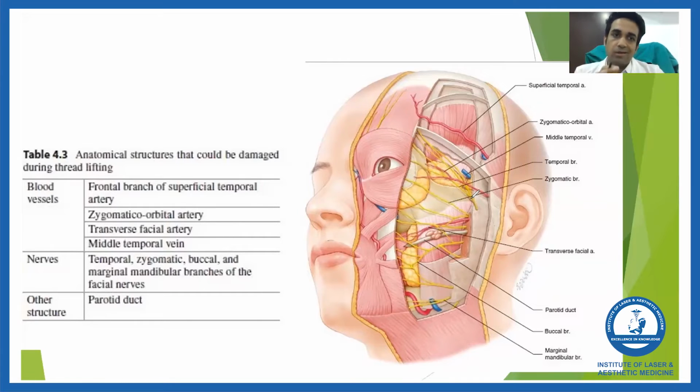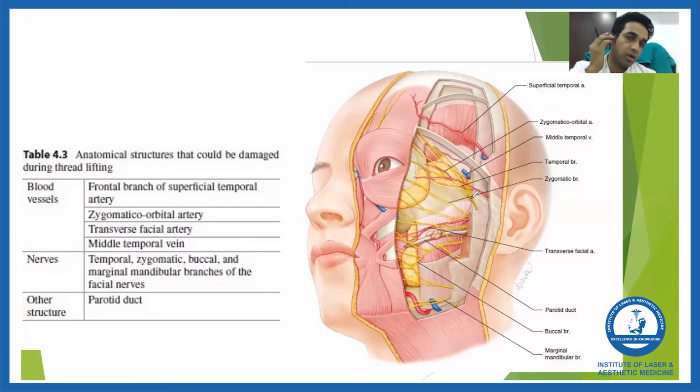So the chances of hitting the nerve directly are less. But when you're going for advanced thread lifts, like anchoring of the deep fascia rather than the SMAS layer, when you want to go further deep to the deep fascia, then you are actually playing with arteries, veins, nerves, the neurovascular structures and the parotid. Everything comes into the picture. So when you go much deeper, there are temporal, zygomatic, and buccal branches, even marginal mandibular branches, which start from where? The anterior border of the masseter.